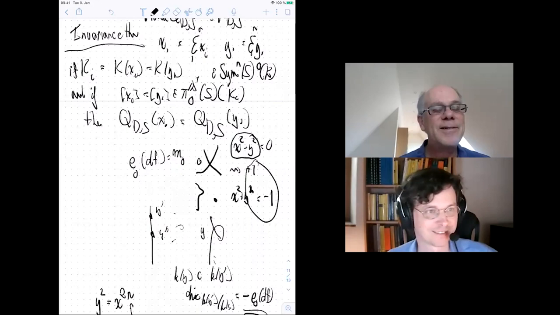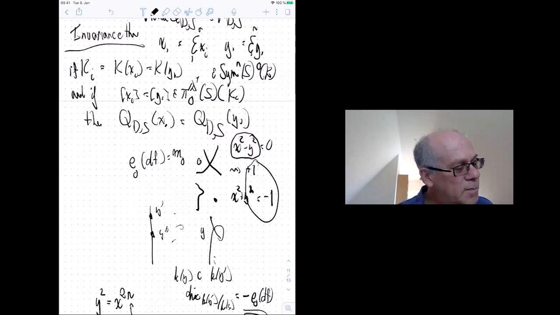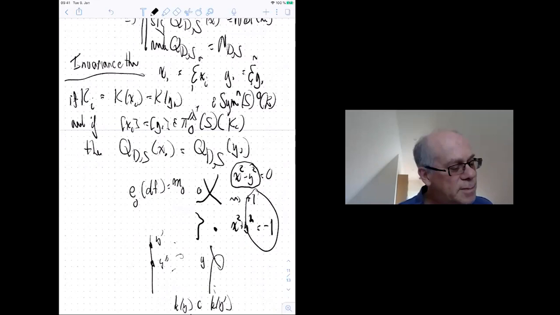Okay. So in your invariance theorem, the condition on xi and yi, the condition is to use the sheaf pi naught a1. Yes. But can you replace this condition by a weaker one, namely using stable pi naught naught?